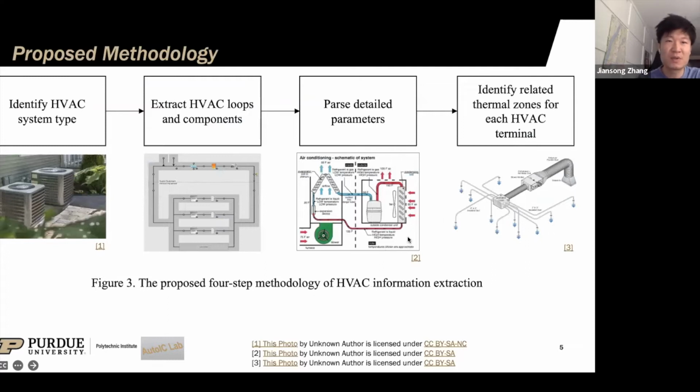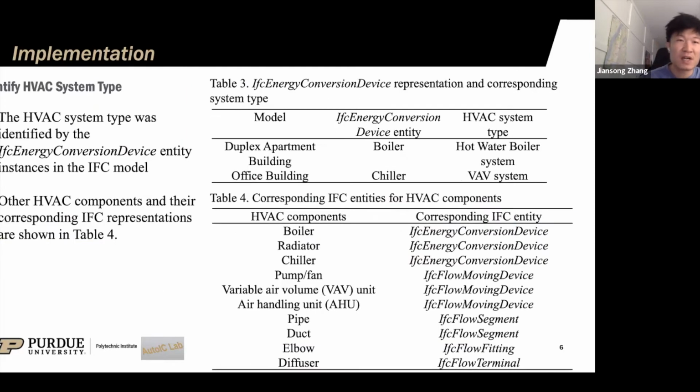Okay, so our proposed methodology consists of 4 steps. The first step is to identify HVAC system type, then extract HVAC loops and the components. And the third step is to parse detailed parameters. And finally, identify the related thermal zone for each HVAC terminal. So now I'll show the implementation of our proposed method on the collected models.